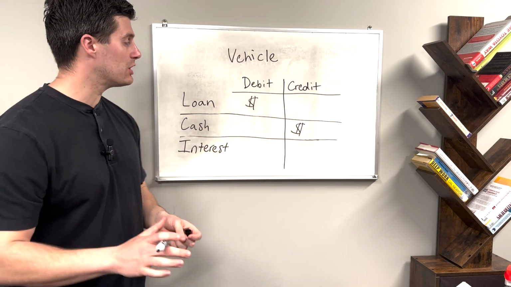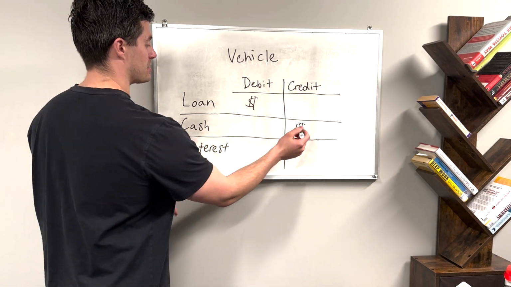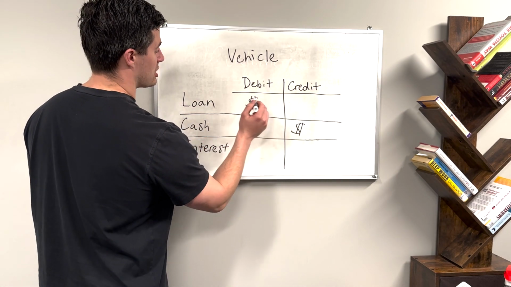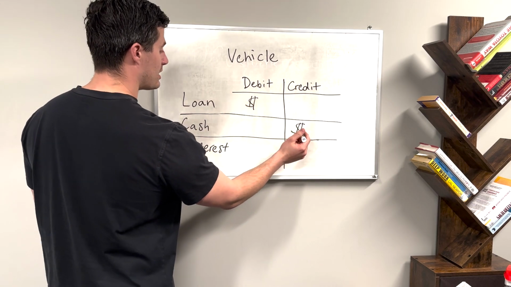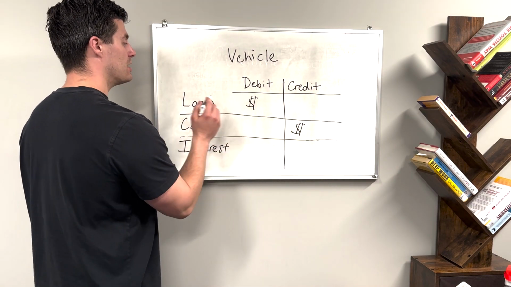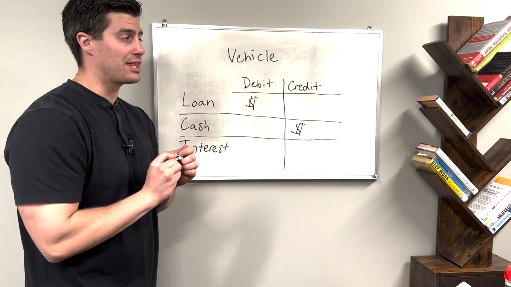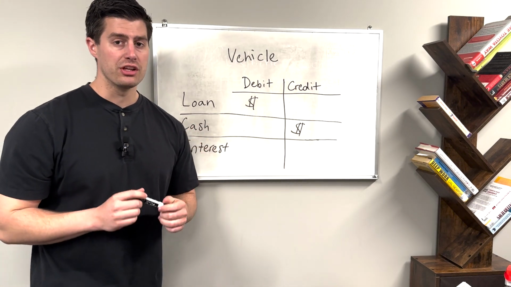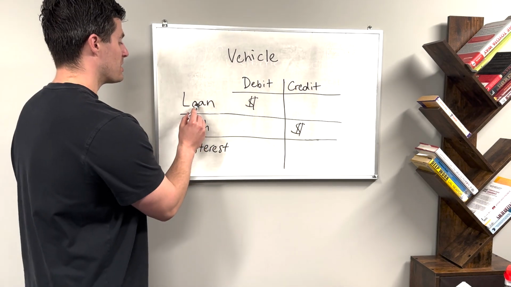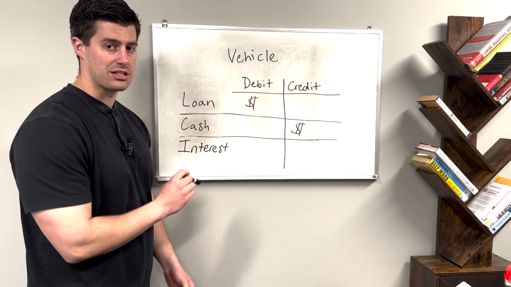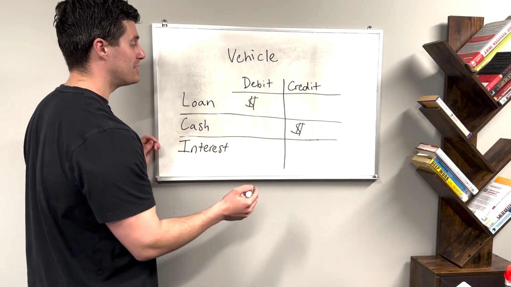At first, it might look super simple. We're just $1,000 coming out cash, $1,000 going into the loan. So credit the cash account, debit the loan account. It looks simple like that. However, if you look at your monthly loan statement, you're going to see that the loan principal and the interest expense are split. So here's where we need to take the difference.